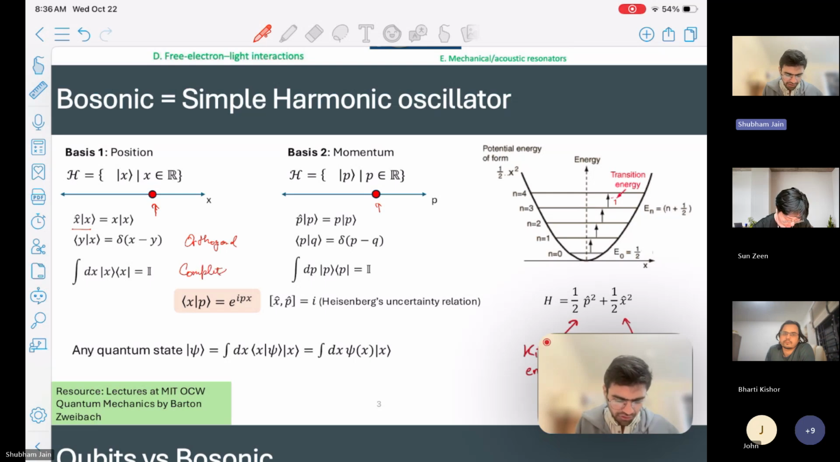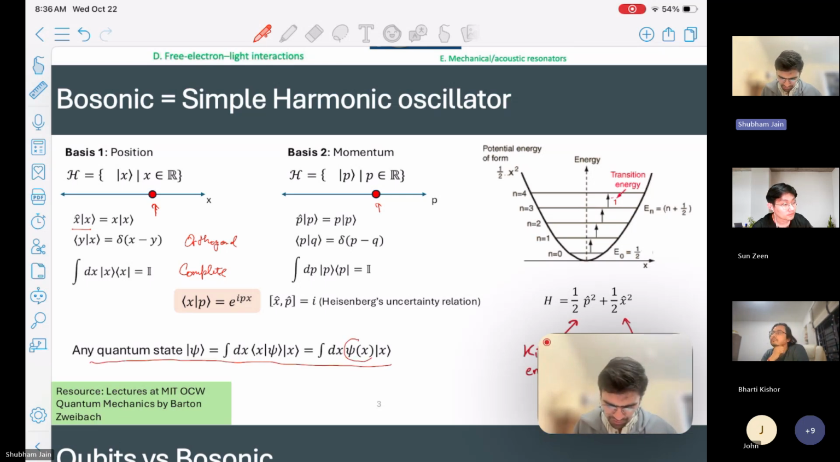So you can represent any wave function or any quantum state in terms of the position basis by just expanding it in this form. And the overlap of any state psi with any eigenvector of the position basis, we call that the wave function. These things are not going to be terribly important for our later discussion on error correction, but I thought I should just give an introduction or a background on quantum harmonic oscillators to begin with.